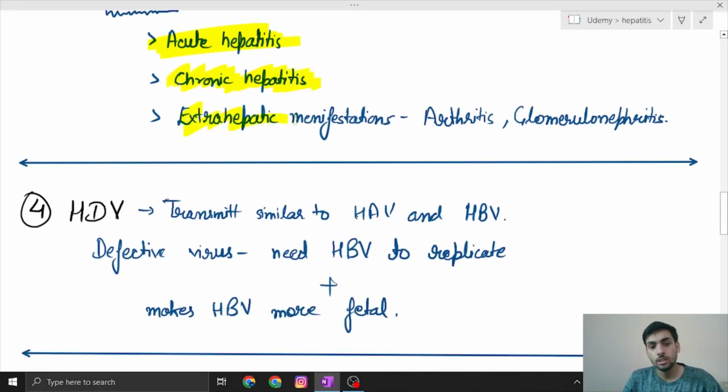Then come extrahepatic manifestations, which are manifestations not related to hepatitis or jaundice. These include arthritis, which is inflammation in the joints where your joints are unable to move properly and you feel pain whenever you move them, whether of hands or legs, and glomerulonephritis, which is basically a kidney problem.